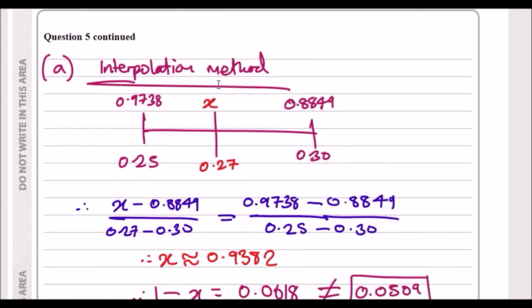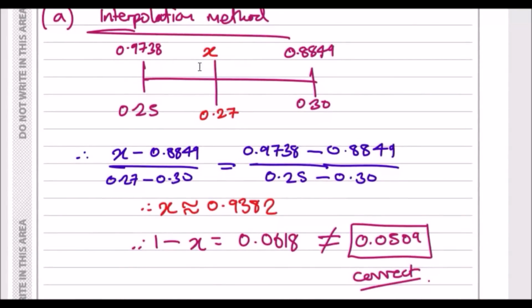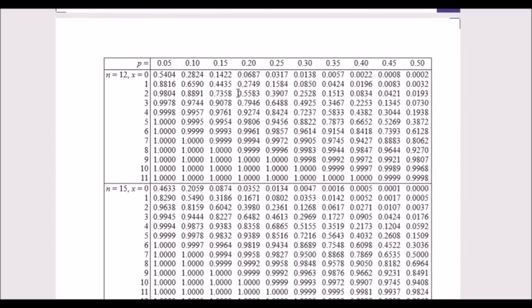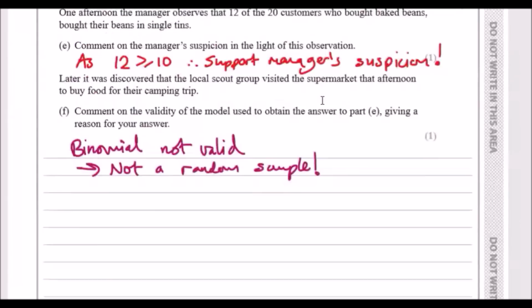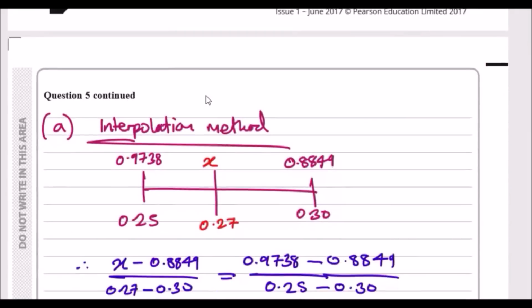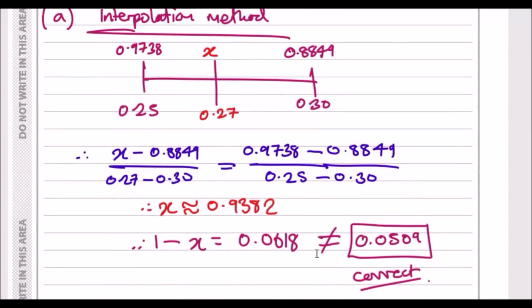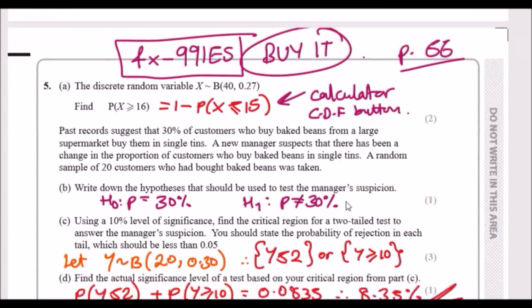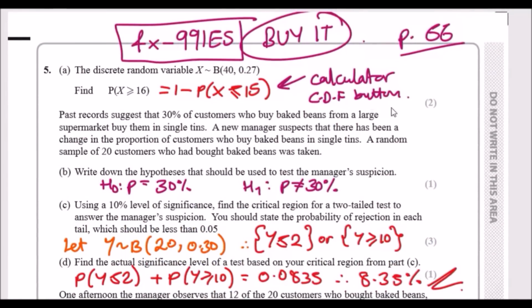Unfortunately, you cannot use interpolation, if you guys have thought about that, because the tables only record probabilities going up in 5%. This one has a probability of 27%, which is not on the table. So don't use interpolation, because I tried it and you don't get the correct answer, which is 0.0509. You get 0.0618, which is close, but no cigar, guys.